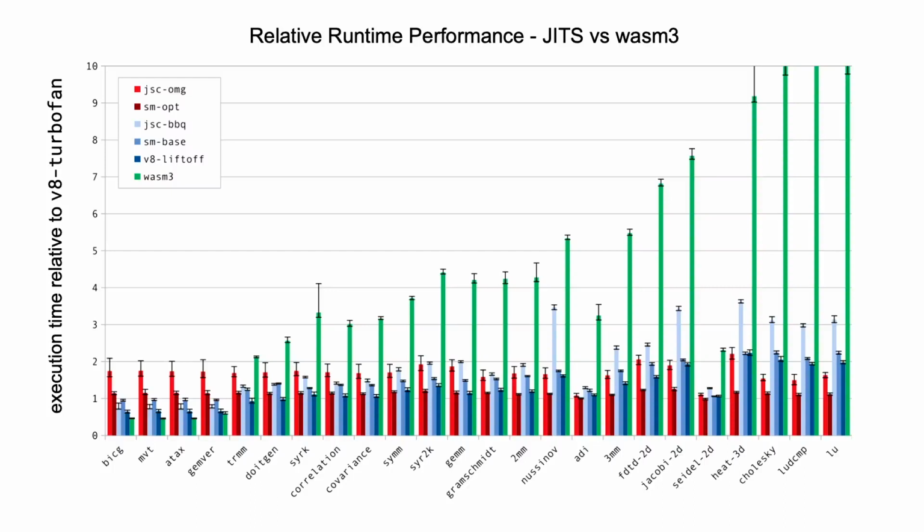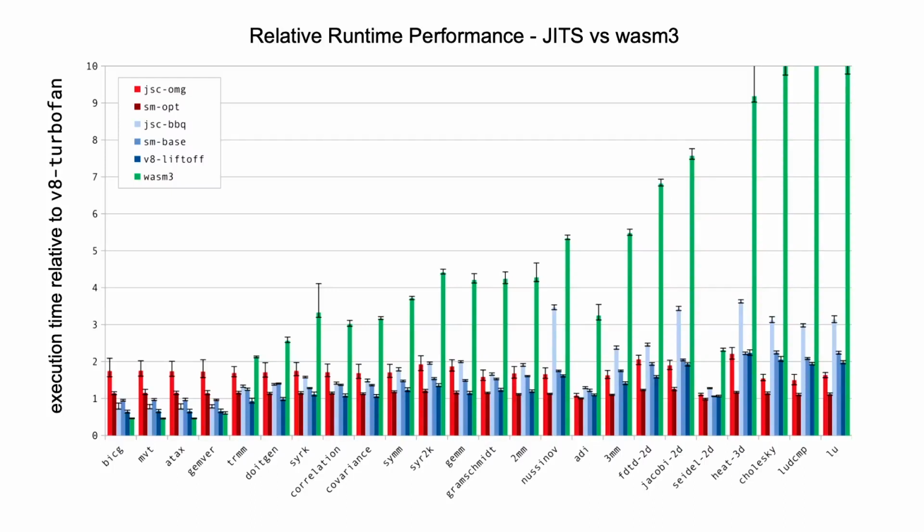The red bars are 2 other optimizing compilers. So JSC is the OMG. I don't know what it stands for, but OMG is good enough. That's their optimizing tier for WebAssembly code. SM is SpiderMonkey's optimizing tier. If you look at the red bars, there's some variation here, but generally speaking, when you get to longer running benchmarks, all the red bars are the best, they're the lowest. And then we've got 3 baseline compilers. Those are the blue bars: JSC's baseline compiler, SpiderMonkey's baseline compiler, and then V8's baseline compiler.